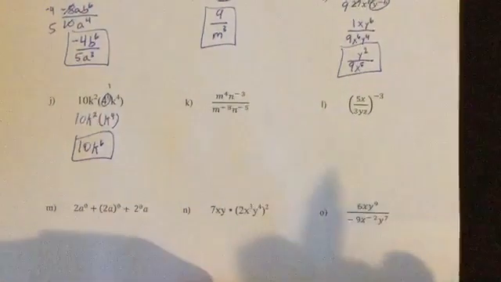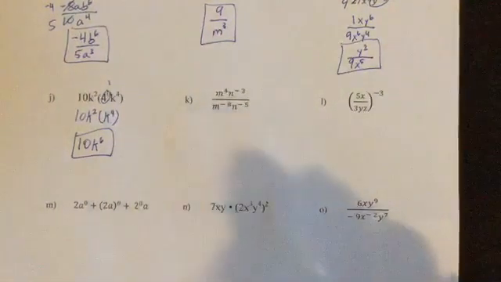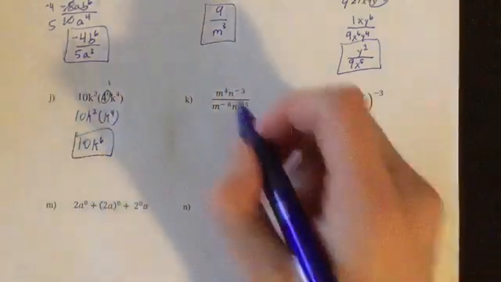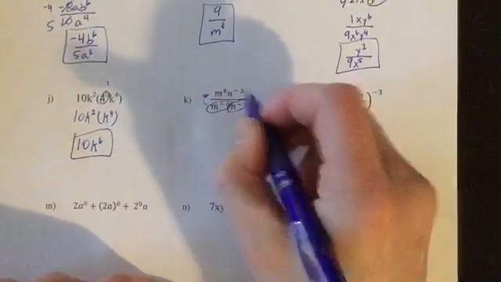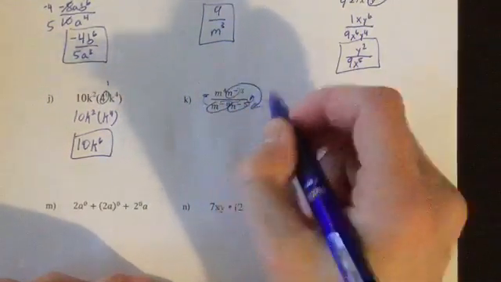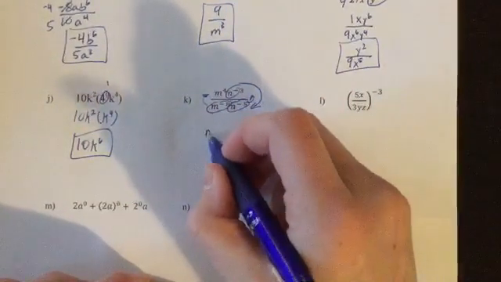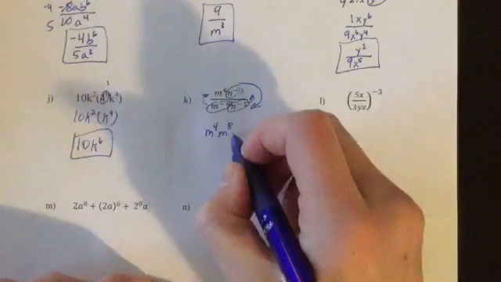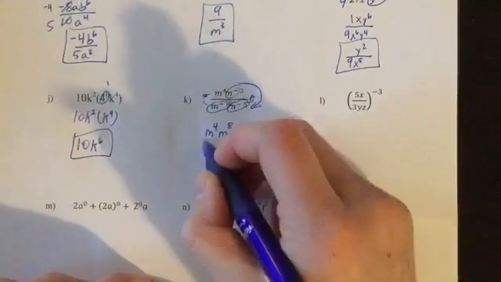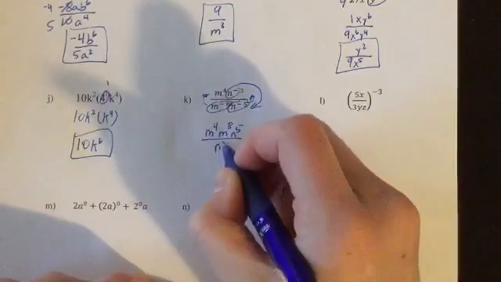Okay. Good. On k, we've got an n to the negative 3rd over n to the negative 5th and an m to the negative 8th. So this has got to move up. This has got to move up. This has got to move down. So that's going to be m to the 4th, m to the 8th, n to the 5th over n to the 3rd.